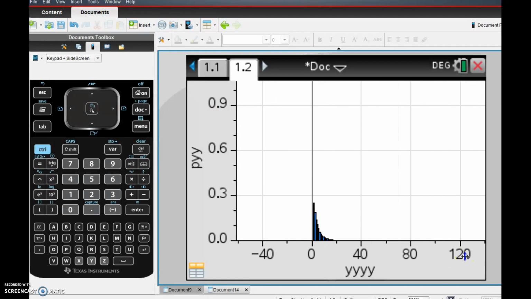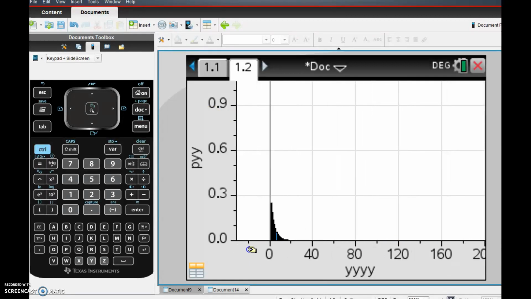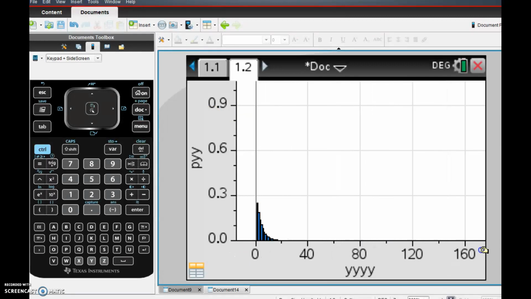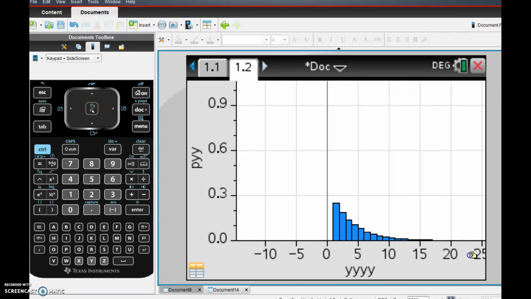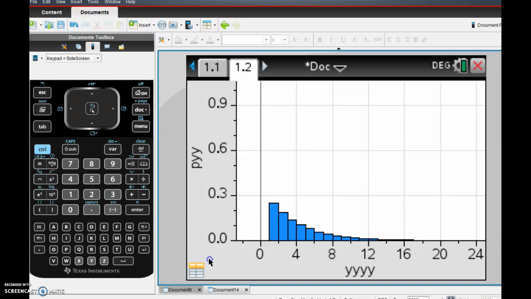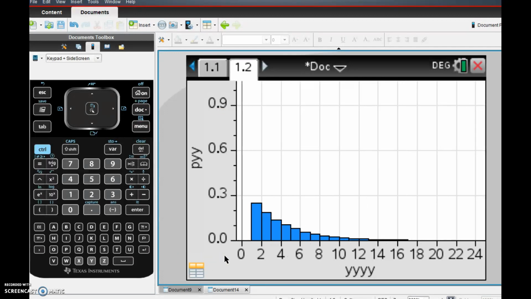So the probability that you have to get 120 people before you get your first Cowboys fan is almost nothing. It's not going to take you 40 even. It's not even really going to take you 20. Here's what the model looks like.